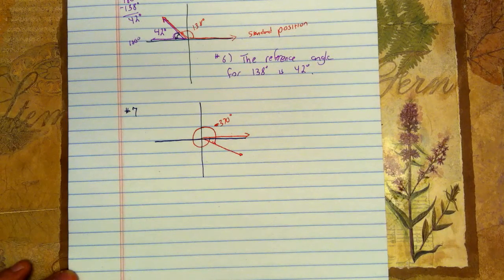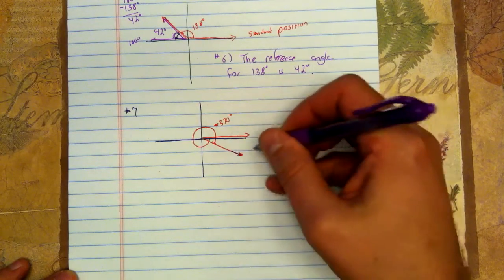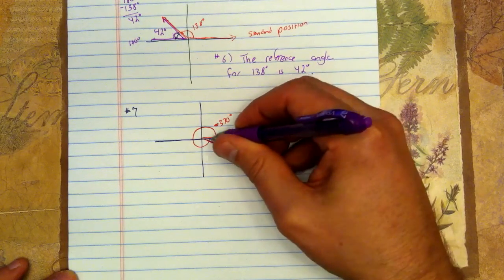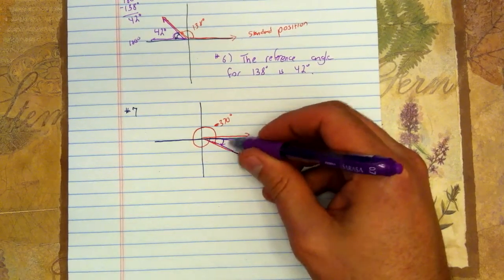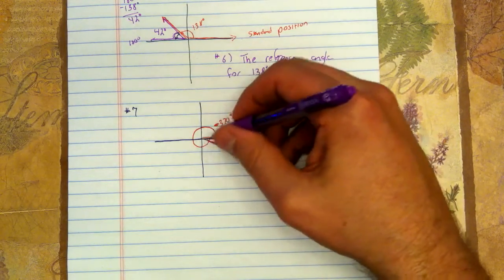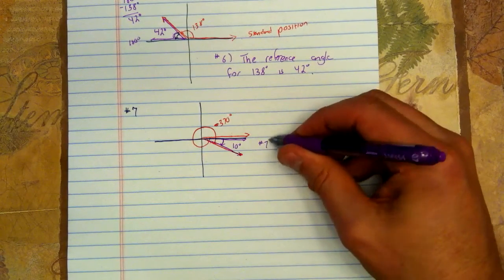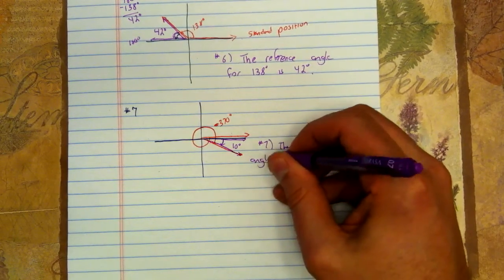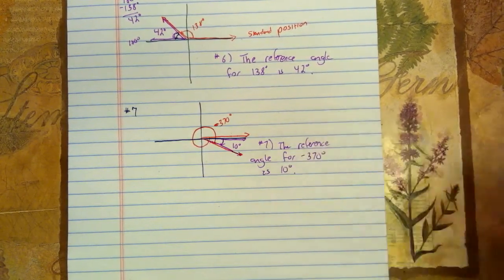Now all we have to do to get the reference angle is say, what is the shortest angle back to the x-axis from where I ended up, which was here? Well, from here, the shortest angle back to the x-axis is this one, and our reference angle is always positive. So we're just going to say, how many degrees do I have to go through to get back to the x-axis? And it looks like I have to go back 10 degrees since I went 10 degrees past that x-axis. So for number 7, I'm just going to say the reference angle for negative 370 degrees is 10 degrees, and that's all I have to say.